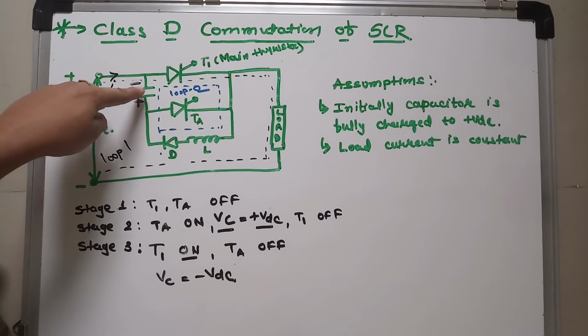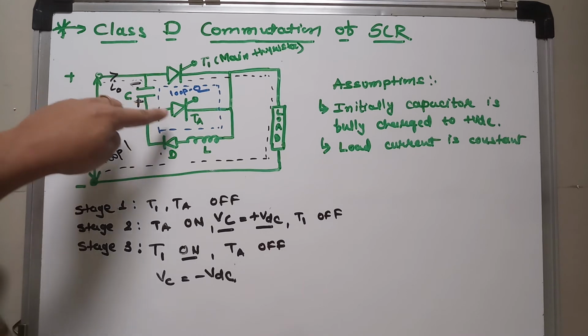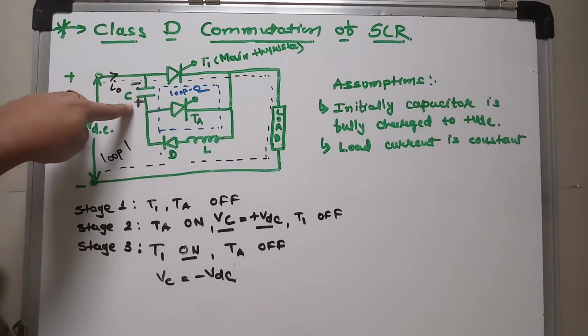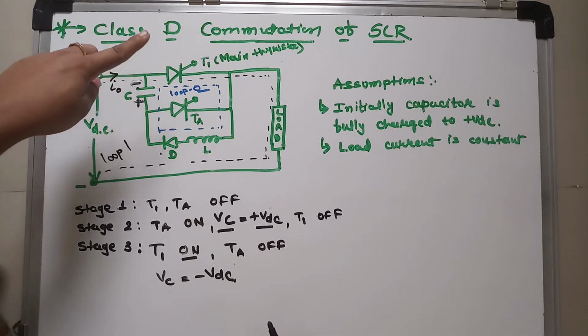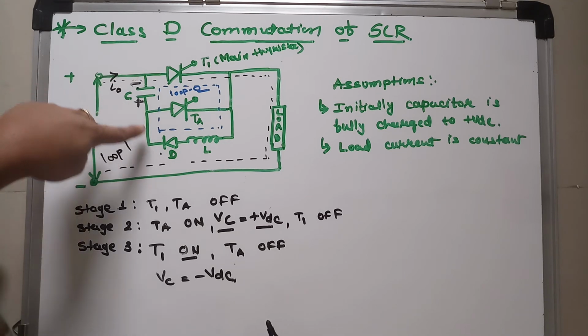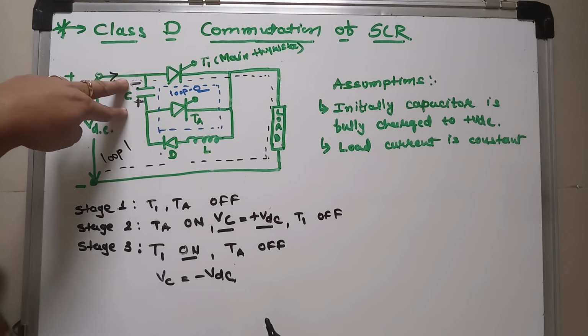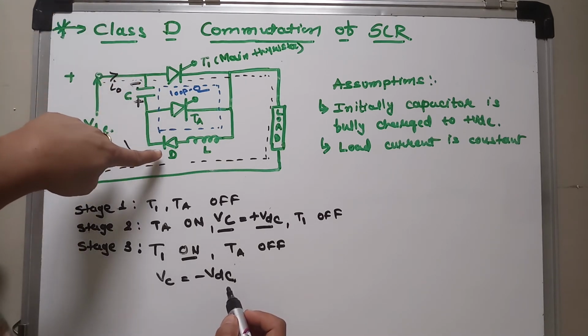So initially the capacitor is discharged through T1, inductor L and diode D, and then the inductor releases the energy, and due to that the capacitor is charged in the opposite direction, with the lower plate positive and the upper plate negative. After that, the diode D is reverse biased. After getting fully charged in the opposite direction, the capacitor holds minus VDC, as there is no path for discharge since the diode is reverse biased.